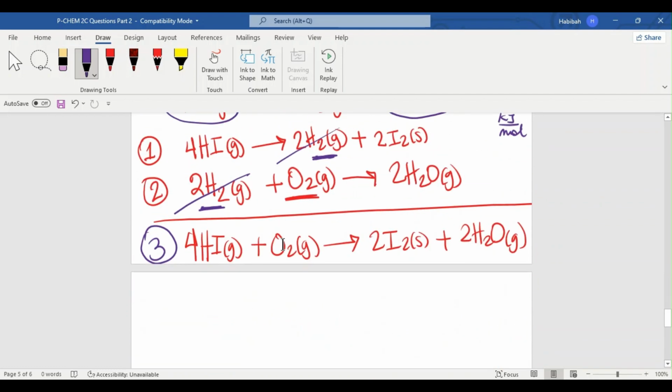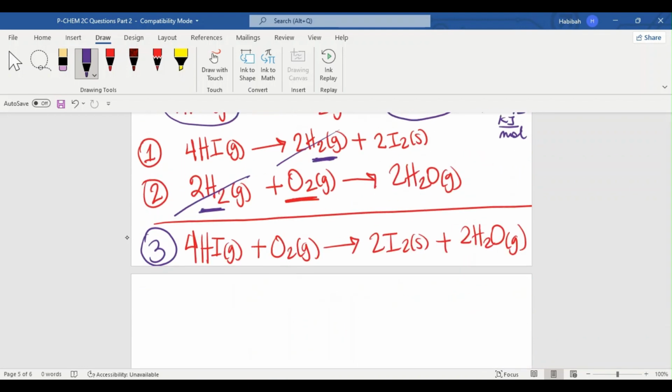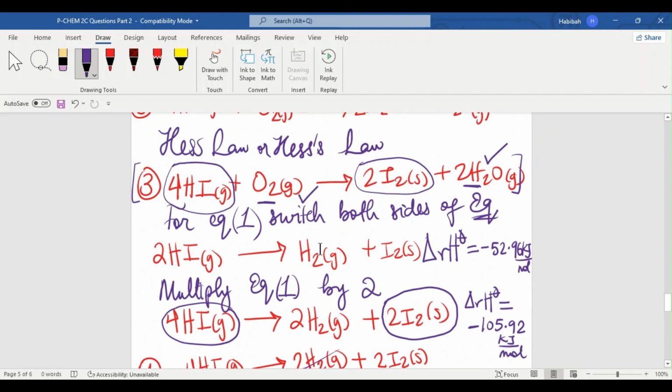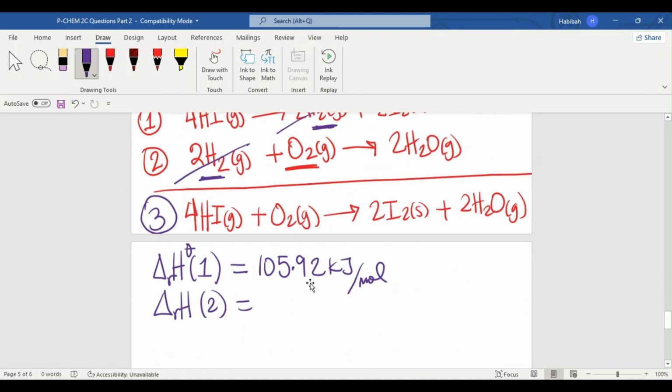Well, it's easy. The manipulations you did in equation 1 and equation 2 to find new equations. So, for example, now for change in enthalpy of reaction for equation 1, we have 105.92 kilojoule per mole. And then the change in enthalpy of reaction for equation 2, we have the same exact thing. It did not change because we did not manipulate the equation in any way. So it's still going to be negative 483.64 kilojoule per mole. So that's basically what it is.